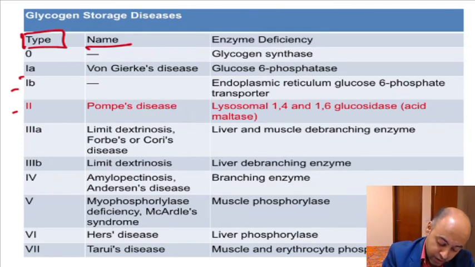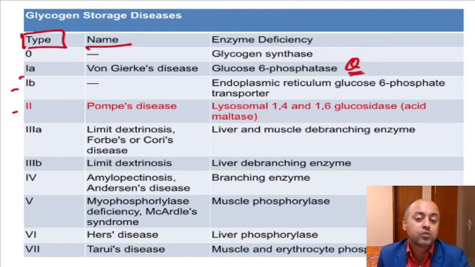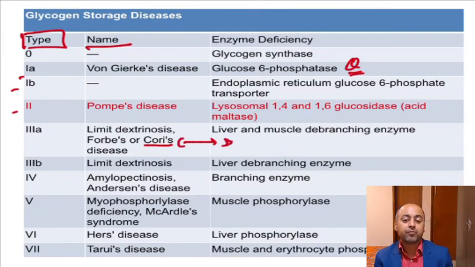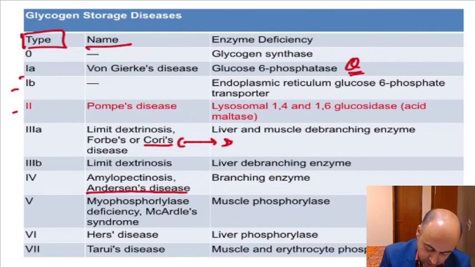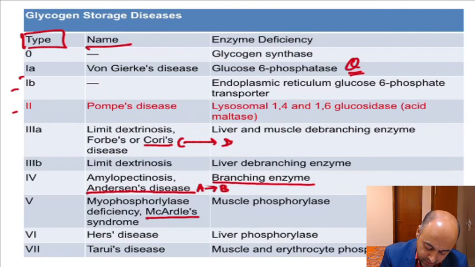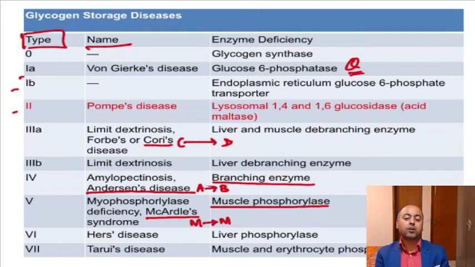What to remember: number one, von Gierke disease. What is the defective enzyme? The enzyme is glucose 6 phosphatase. For Cori's disease, which is the defective enzyme? The defective enzyme is the debranching enzyme. What is happening in Andersen's disease? The branching enzyme is defective. What about McArdle's? The myophosphorylase is defective. And in Hers, the hepatic phosphorylase is defective.